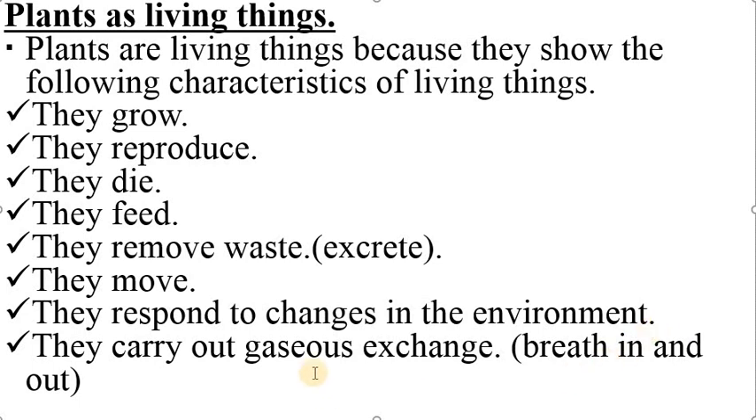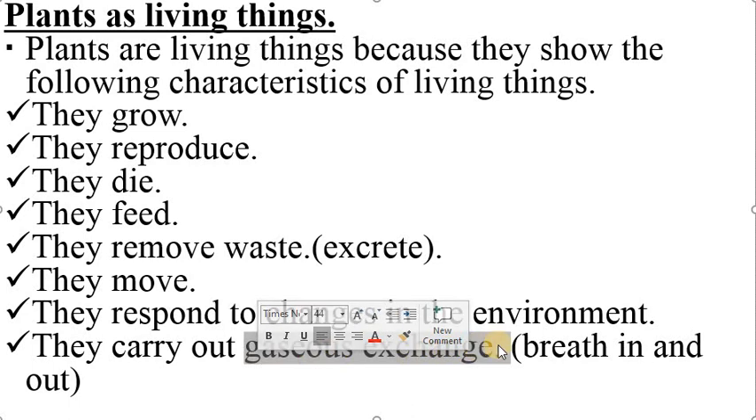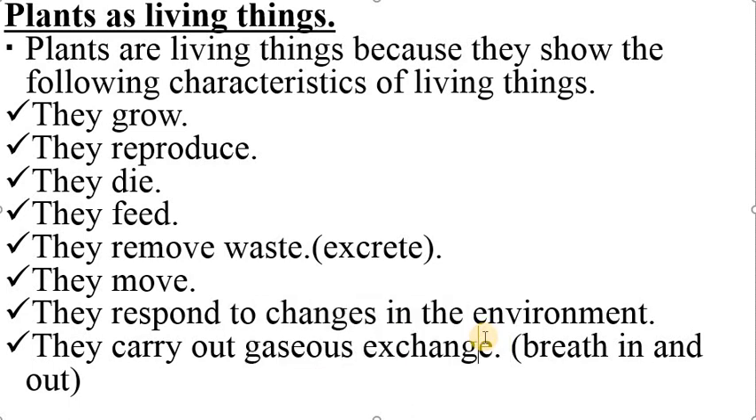Lastly, they carry out gaseous exchange. This is what we call breathing in and out. A plant is able to breathe in and out, and a plant breathes out oxygen, which we breathe in as animals, and a plant breathes in carbon dioxide. It is that carbon dioxide that helps in manufacturing the plant food because it combines with sunlight.